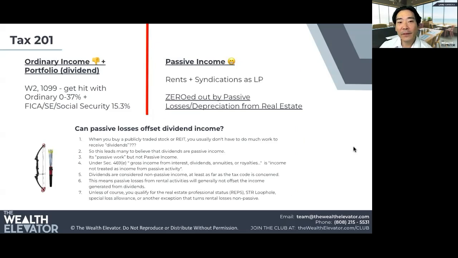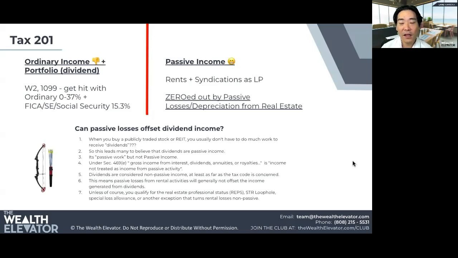And just a little bit more information. Sometimes the question comes up, can passive losses offset dividend income? When you buy a publicly traded stock or traditional investments, you usually don't have too much to work with. So people think that dividends are passive income because they're both passive in a way. But again, just getting into some of the nuances. This is why in the beginning I was like, don't think of it as dividend income. Think of it as passive income, because from the tax code, there are different categories of income. There's dividend income, there are royalties. A lot of these things people don't typically have, right?